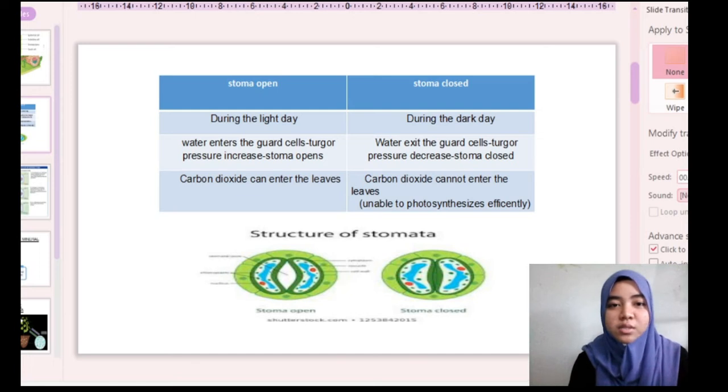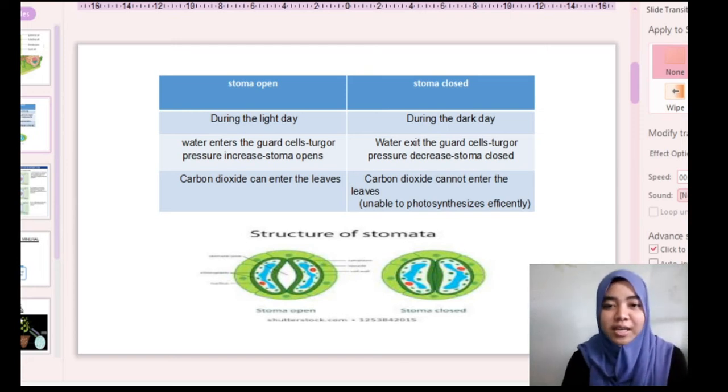When the stoma is open, carbon dioxide can enter the leaf, so it will make the photosynthesis process happen. And for the stoma closed, carbon dioxide cannot enter the leaf, so it is unable to photosynthesize efficiently. Okay, we go to the next slide.